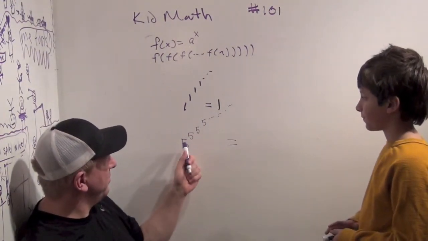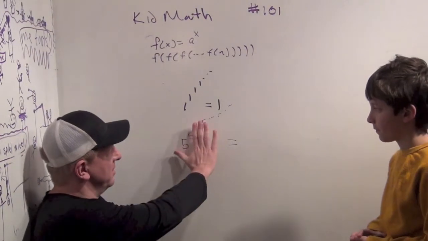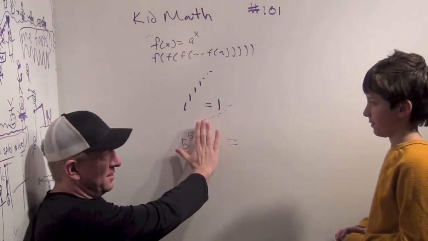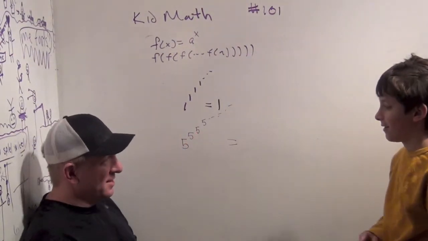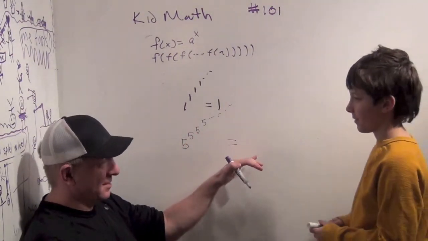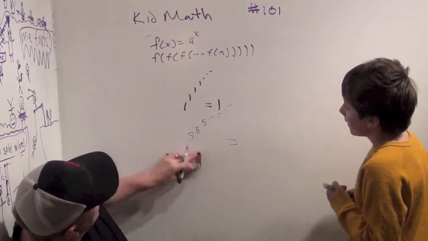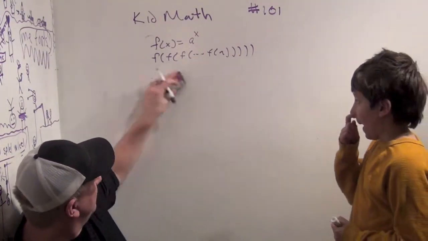I mean, if we just look at the first couple examples, 5 to the 5th is already huge, right? 5 to the 5 to the 5 is even bigger. So it looks like this is going to be infinity.